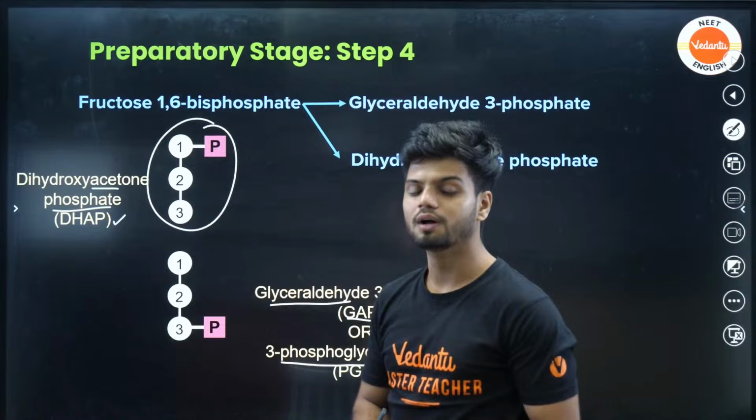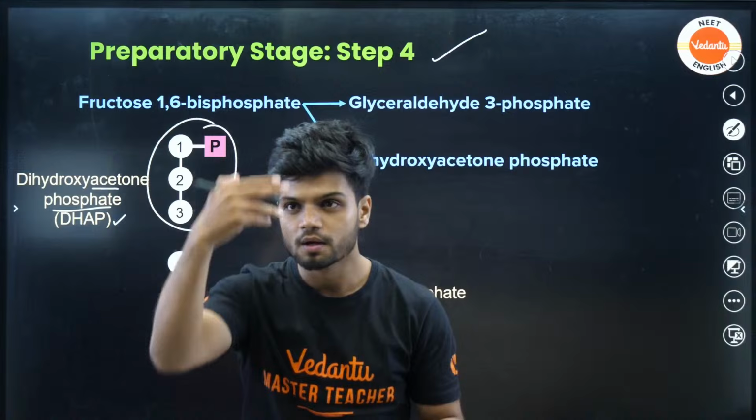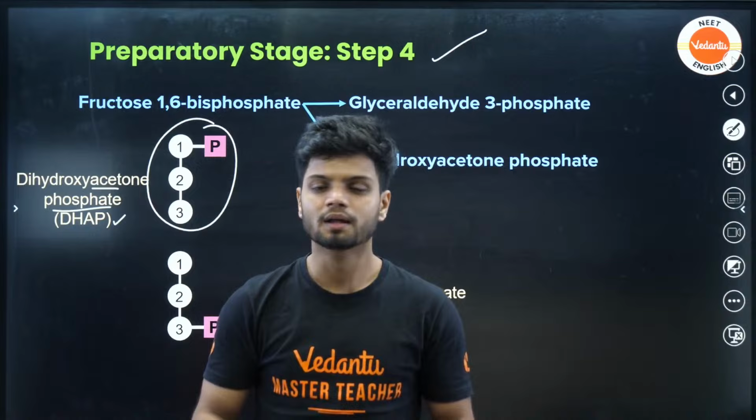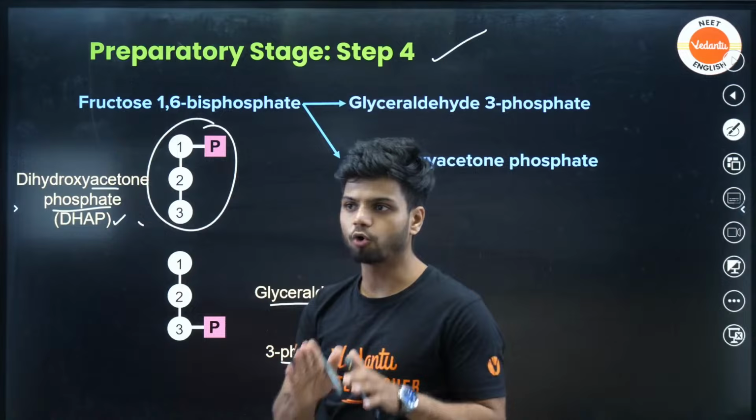3-phosphoglyceraldehyde. So in the fourth step, the 6-carbon fructose is completely divided into 2 3-carbon molecules. One is called DHAP, that is your dihydroxyacetone phosphate, and the second one is called glyceraldehyde 3-phosphate, also called 3-phosphoglyceraldehyde. I hope this is clear till now.